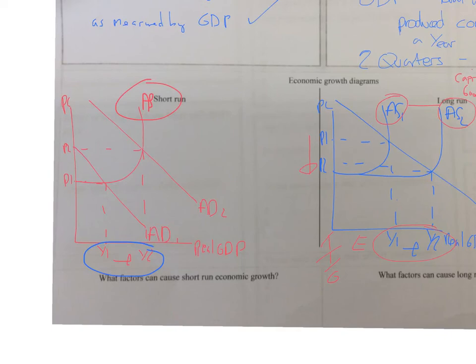And the problem with short-run economic growth is it's all well and good, but the price level is going up. So if the economy grows too fast, with AD going up too fast, short-run economic growth can actually be bad because it will cause inflation.